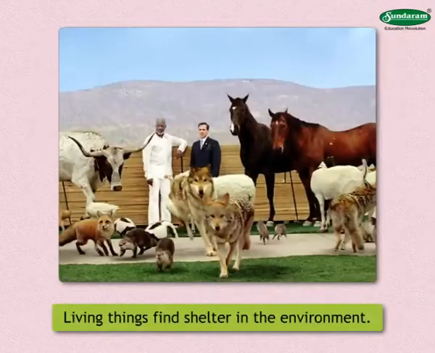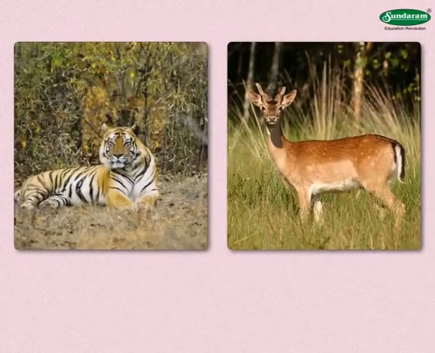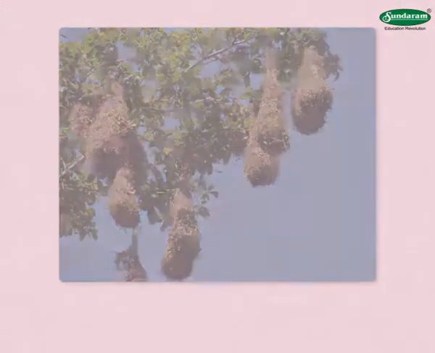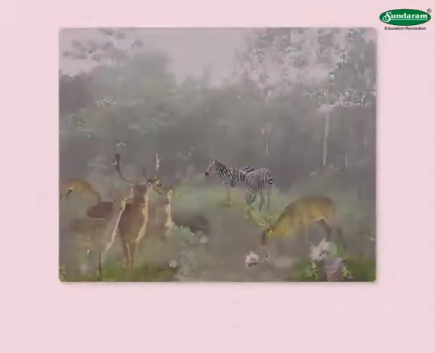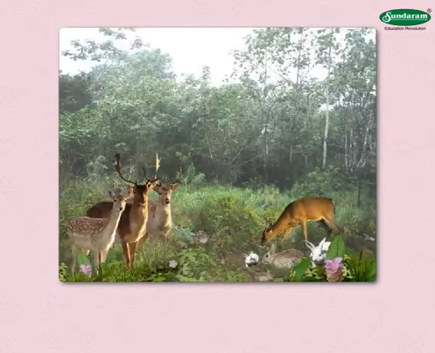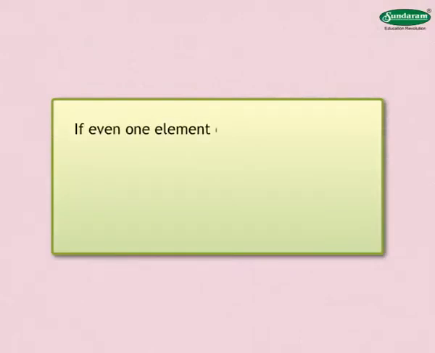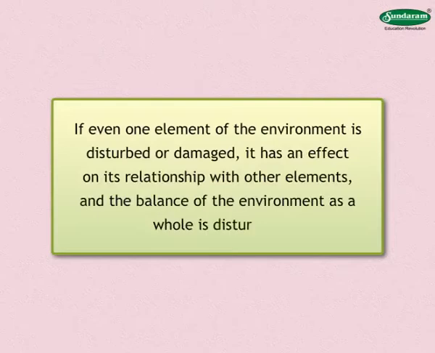Many different living things find shelter in the environment. Animals like the tiger and deer live amongst the grass in the forests, while many birds make their nests in trees. If forest area decreases, such animals do not find proper shelter. As a result, the number of these animals also decreases, and other animals dependent upon them for food are deprived of it. If even one element of the environment is disturbed or damaged, it has an effect on its relationship with other elements, and the balance of the environment as a whole is disturbed.